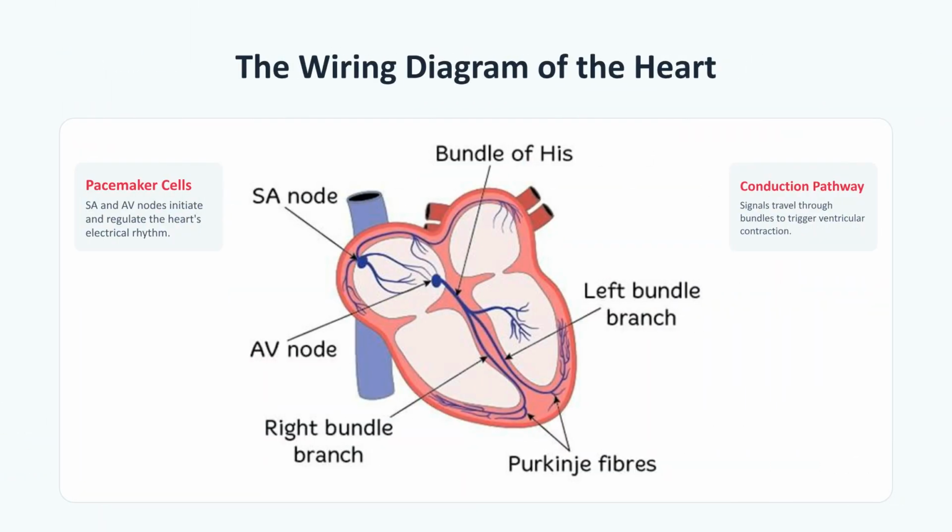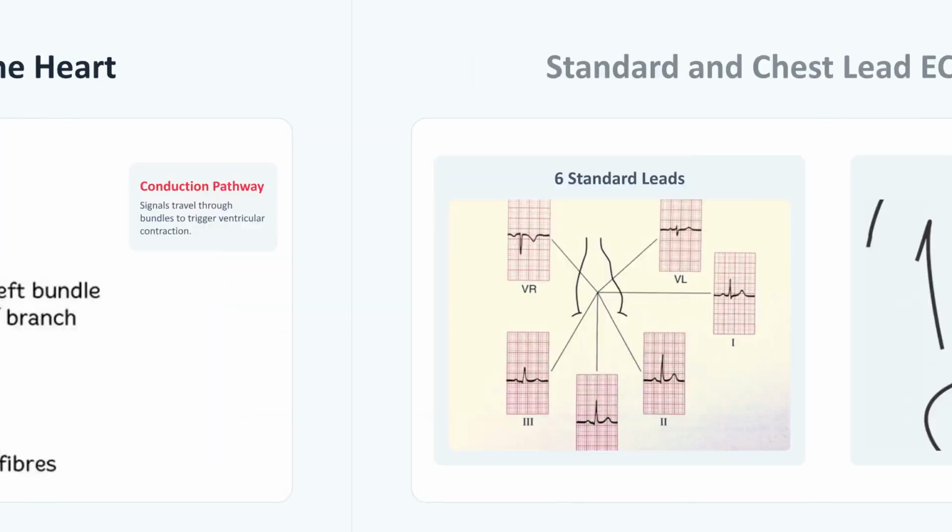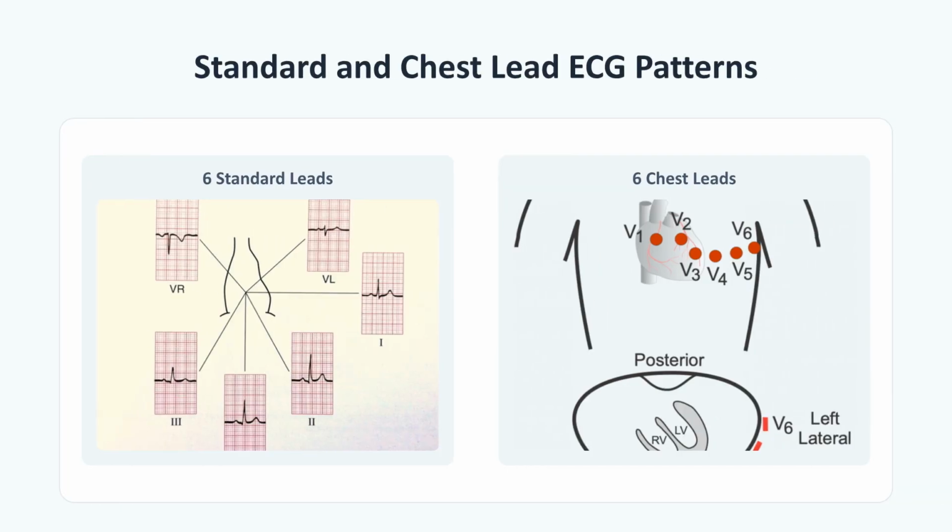The heart's electrical system, or wiring diagram, includes pacemaker cells like the SA and AV nodes that initiate the rhythm. The conduction pathway involves the bundle of His, bundle branches, and Purkinje fibers to trigger ventricular contraction. ECG leads are categorized into standard leads and chest leads. Standard leads provide views of the heart's electrical activity in the frontal plane, while chest leads capture the horizontal plane.